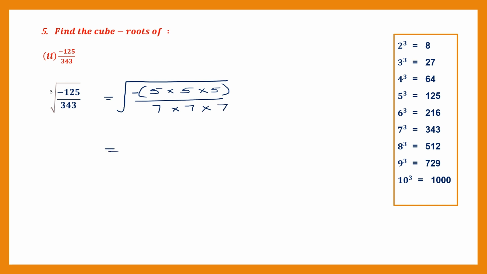Now let's form triplets here. So we have one triplet and one more. So what is our answer? In the numerator, we have minus 5. In the denominator, we have 7. So the final answer is minus 5 by 7.